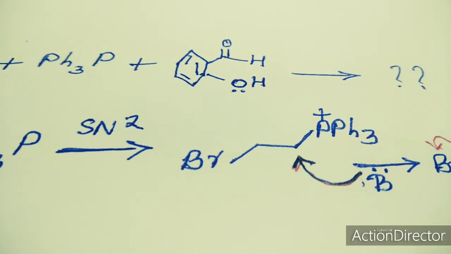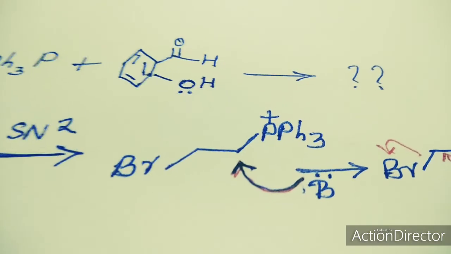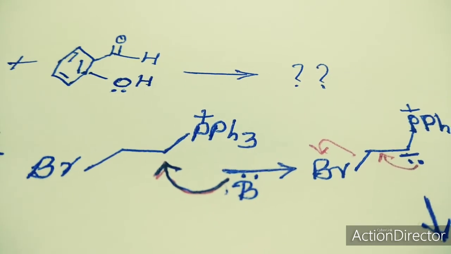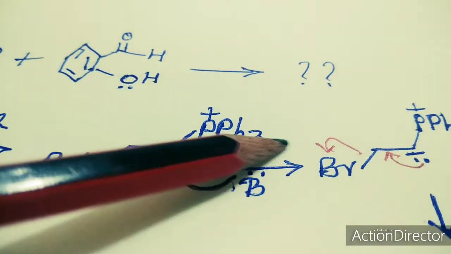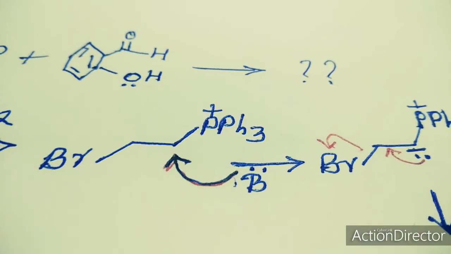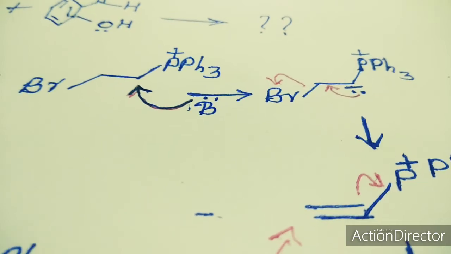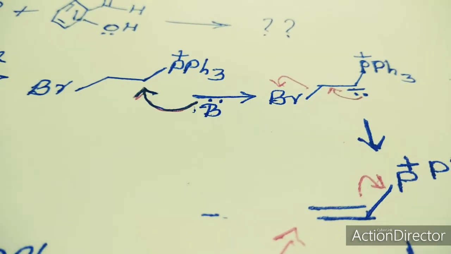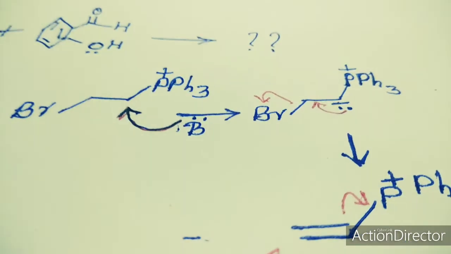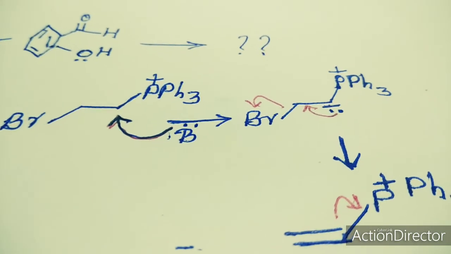This, in the presence of a base, what will happen? The base will withdraw H positive from here. So H positive leaves its electron pair here, and therefore Br will leave as Br negative. When it leaves as Br negative, a double bond will be formed here, as can be seen. So we will get this as the product. Now this is like a halide, not exact.